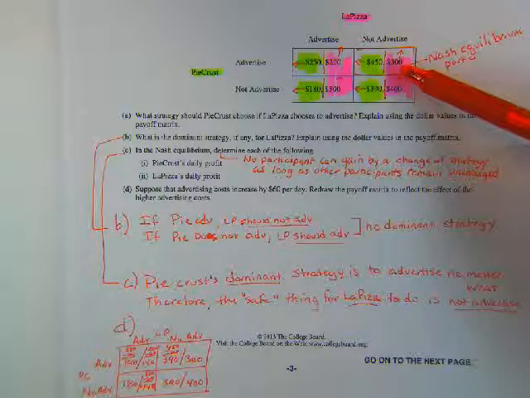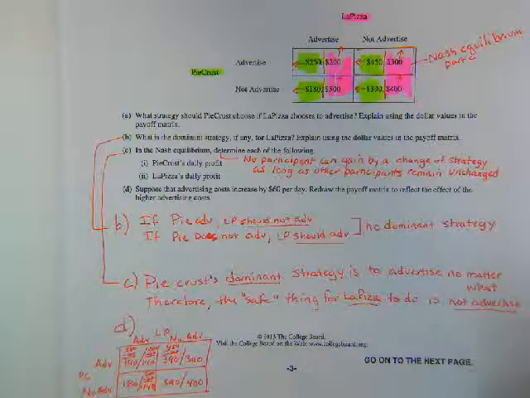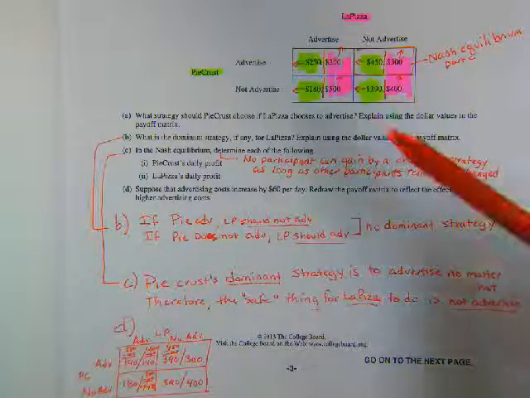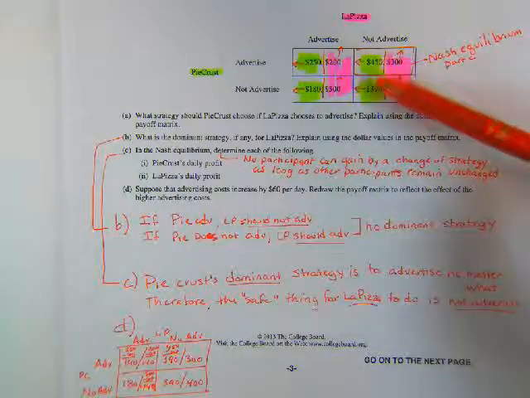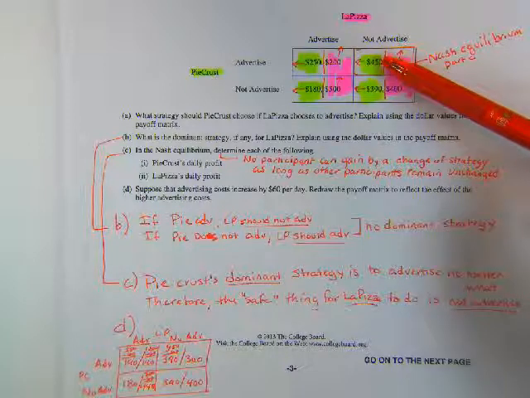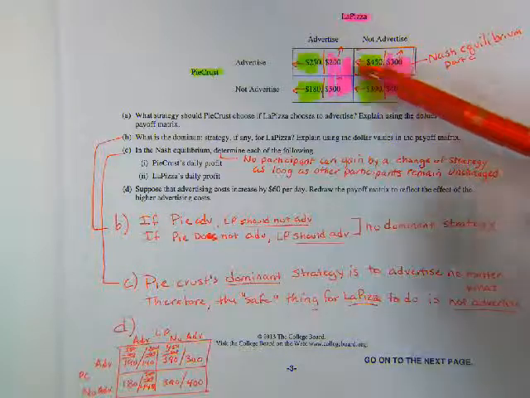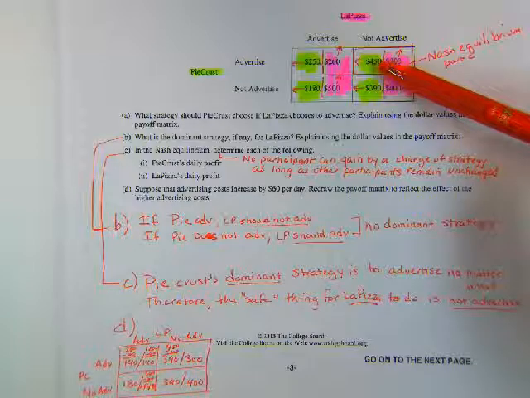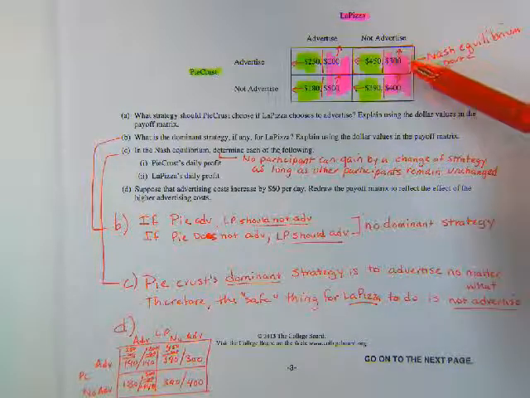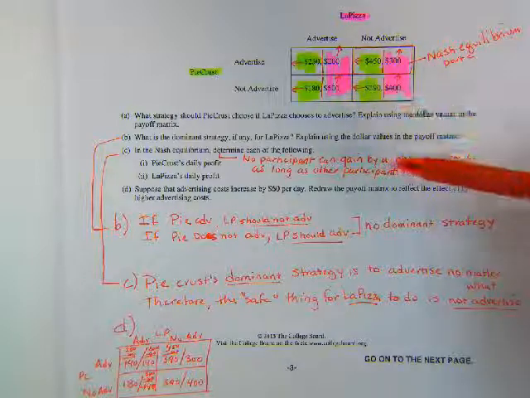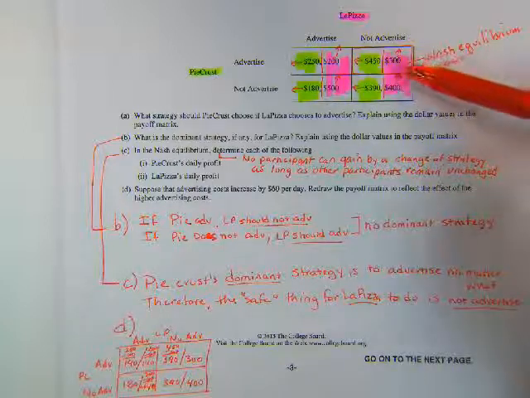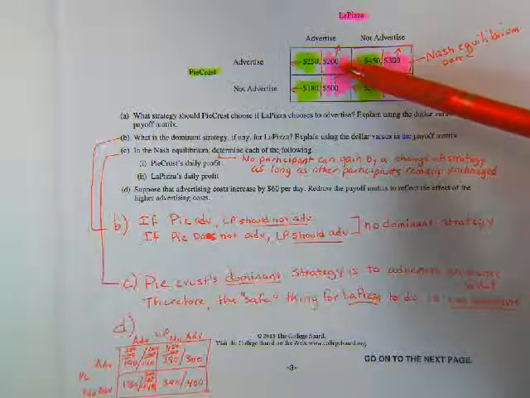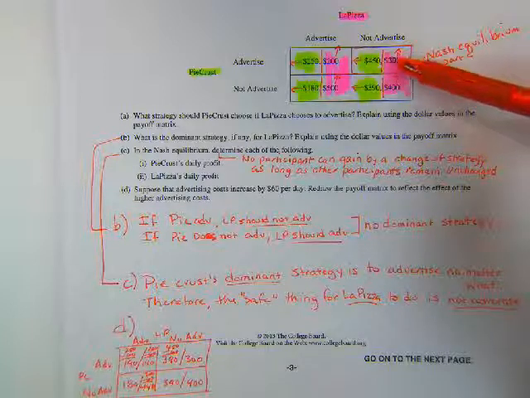Now, why is that? If we look at Pie Crust, they have a dominant strategy. What is their dominant strategy? Pie Crust makes more money in this scenario if they advertise. They also make more money here if they advertise. So no matter what, Pie Crust is going to advertise. Okay? But if I look at La Pizza, if Pie Crust is definitely going to advertise, what is La Pizza going to do then? Well, the safe thing for them to do is to not advertise.